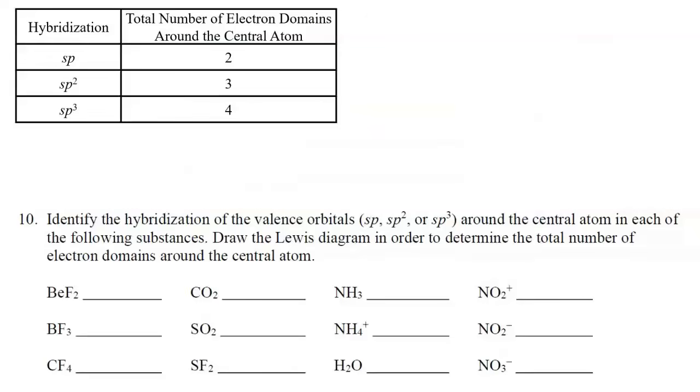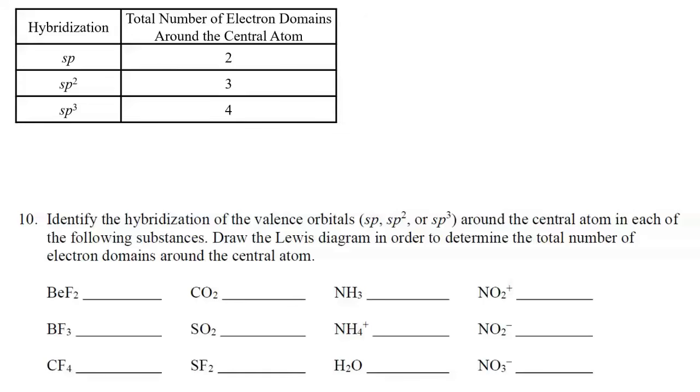So here are the instructions in question 10. Identify the hybridization of the valence orbitals, sp, sp2, or sp3, around the central atom in each of the following substances. Draw the Lewis diagram in order to determine the total number of electron domains around the central atom. So the first Lewis diagram that we have to draw is for a molecule BeF2.